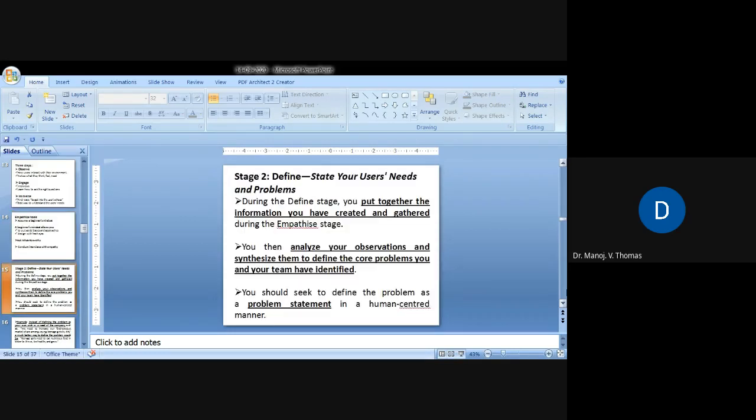The second stage is define. In the define stage, what you actually do is you state your users' needs and problems in a problem statement. You put together the information you have created and gathered during the empathize stage. In the empathize stage, you interacted with the people, and you collected a lot of information. Then you analyze your observations and synthesize them to define the core problems you and your team have identified. So you define the problem as a problem statement in a human-centered manner. That is a keyword, human-centered manner.